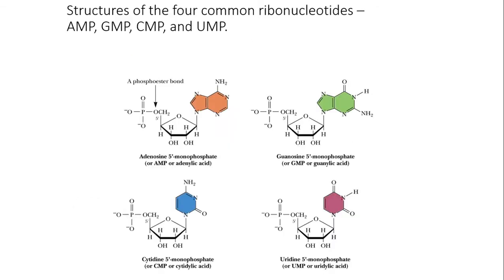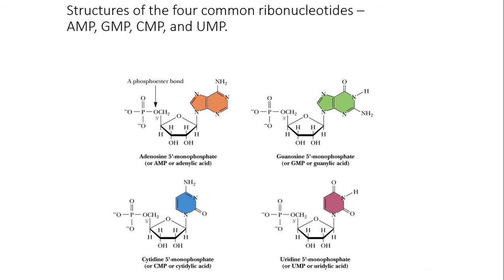And finally, the ribonucleotides, and we're showing just here AMP, GMP, CMP, and UMP. So these are all monophosphates where one phosphate group has been added to the 5' position. So this is adenosine monophosphate, or AMP, guanosine 5' monophosphate, or GMP, cytidine 5' monophosphate, and uridine 5' monophosphate.